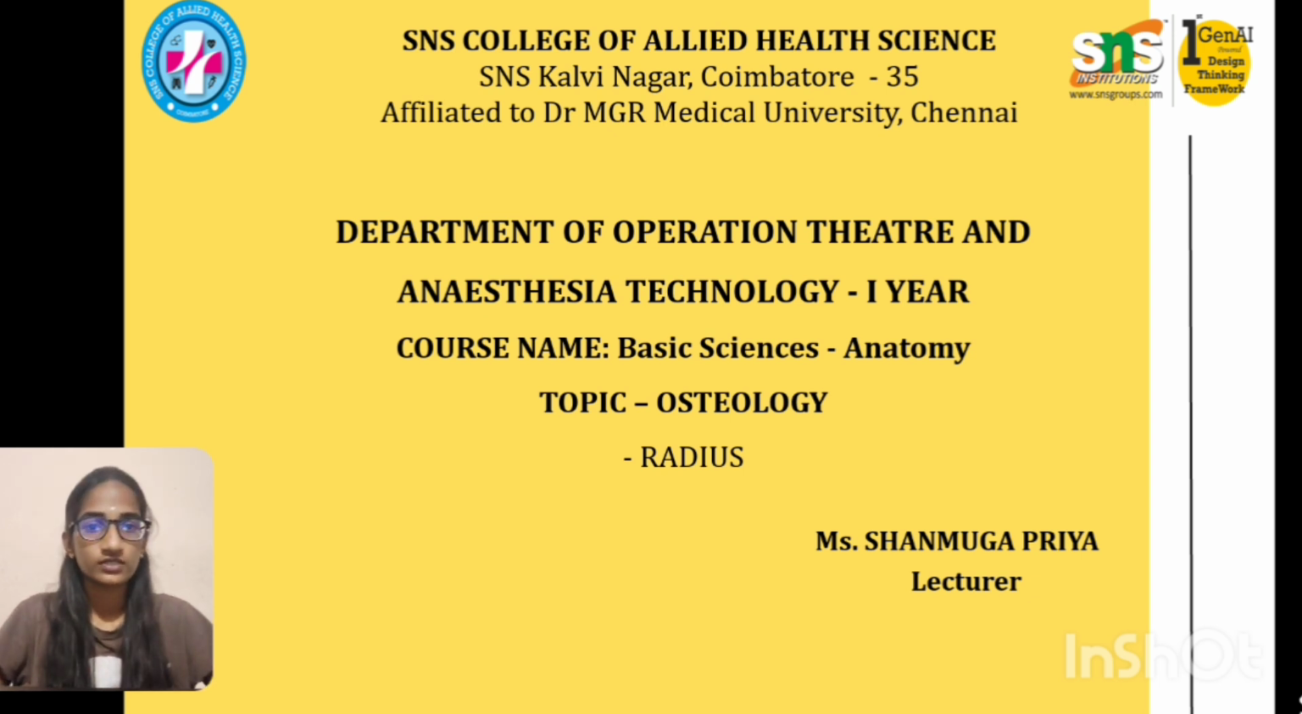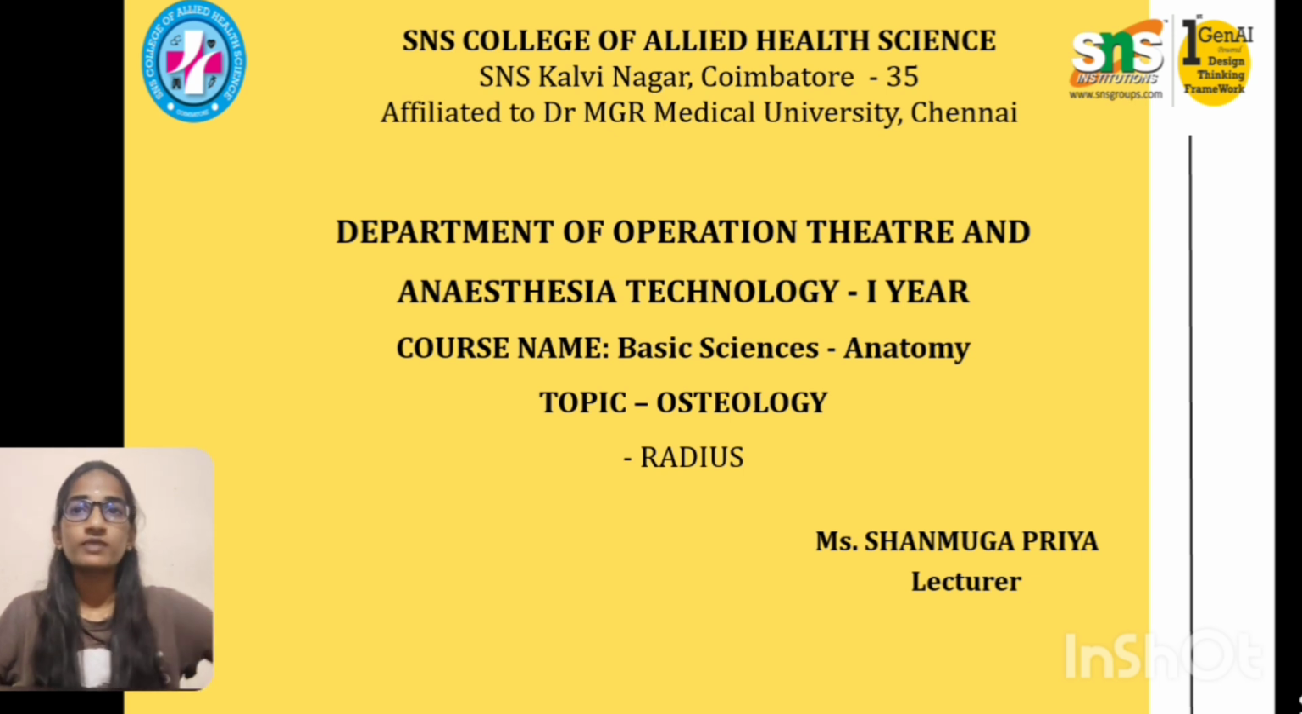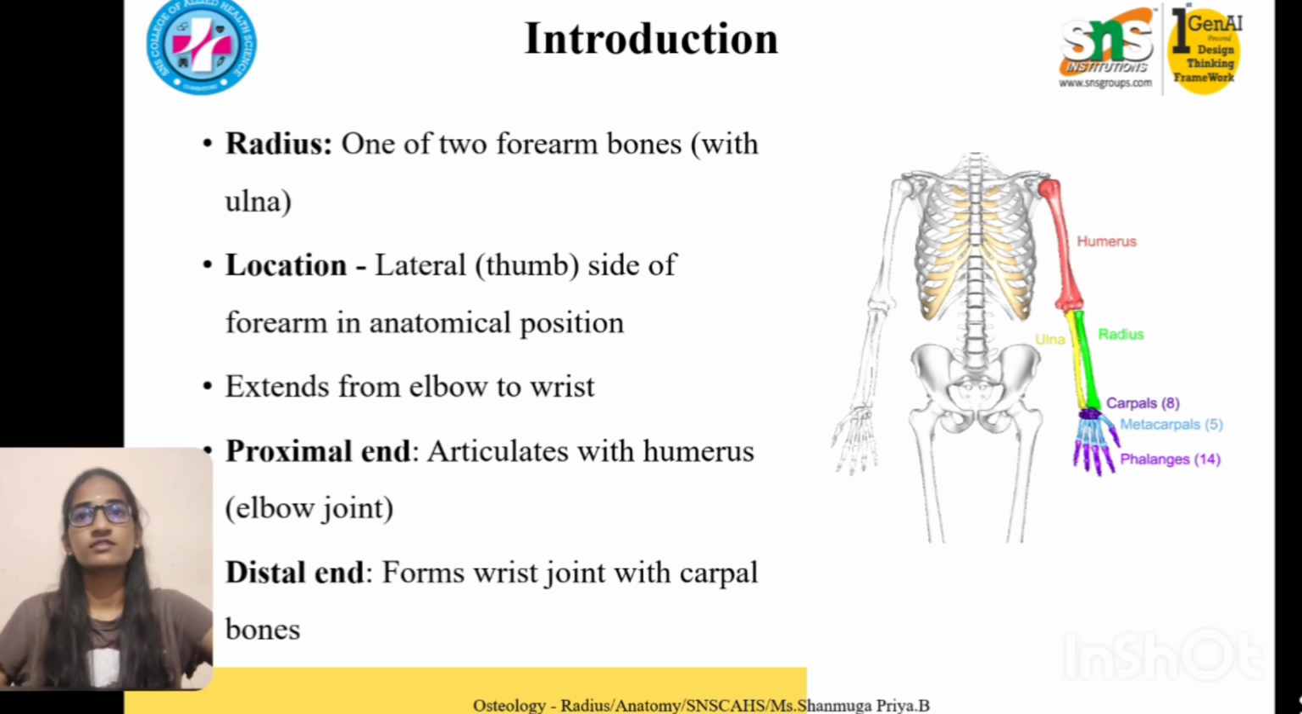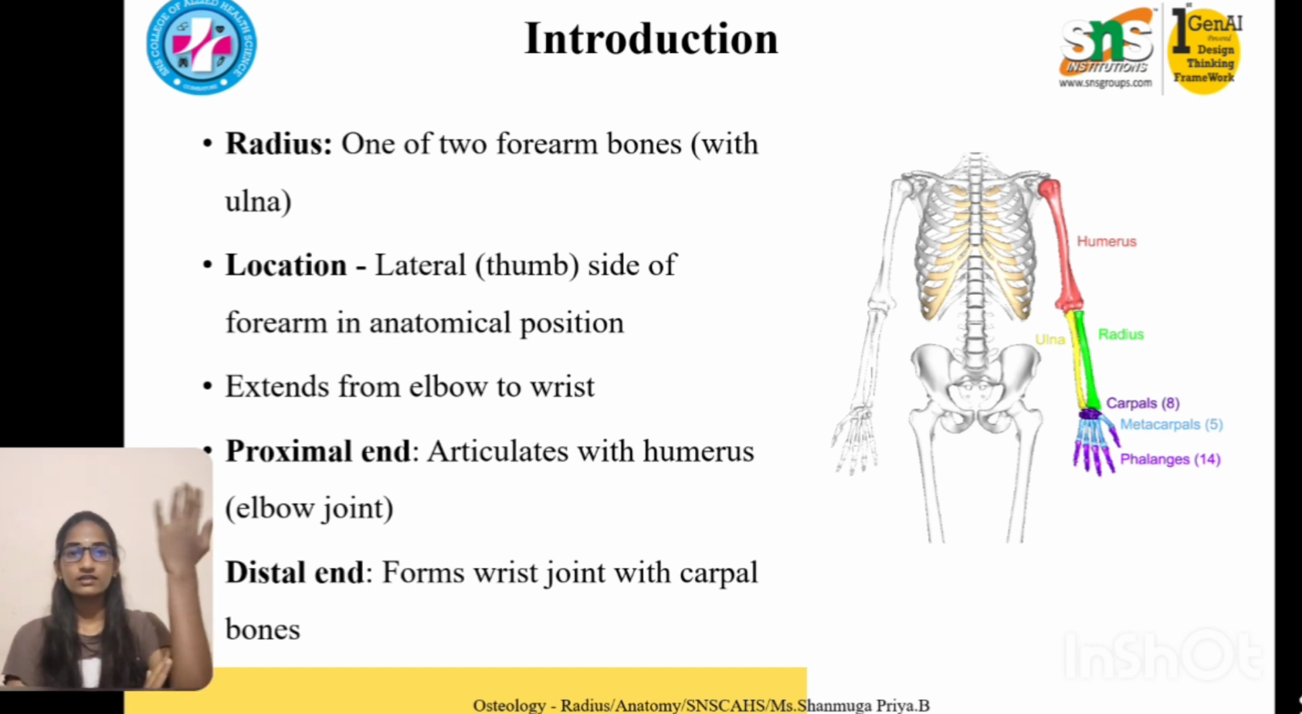Let's start with the radius. The radius is one of the two bones in the forearm, alongside the ulna. It is located on the lateral side. So in this hand, the lateral portion is this one. In the anatomical position, that's the thumb side. When your arm is in the anatomical position with the palms facing forward, it runs from the elbow all the way down to the wrist.